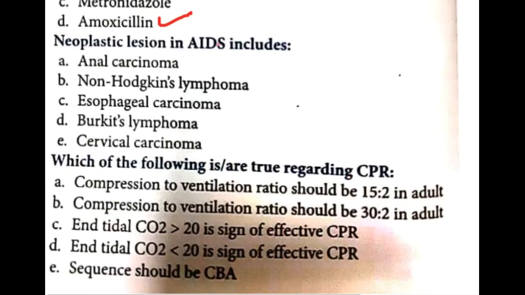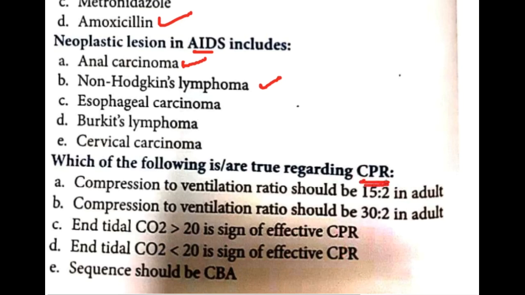Next question. Neoplastic lesions in AIDS include non-Hodgkin's lymphoma. Even anal carcinoma can occur in AIDS. Other cancers like Kaposi sarcoma, primary lymphoma of the brain, and invasive cervical carcinoma can also occur as AIDS defining malignancies. Others like multiple myeloma, brain, testicular, oral, lung, gastric, liver, renal, and anal carcinomas can also occur.